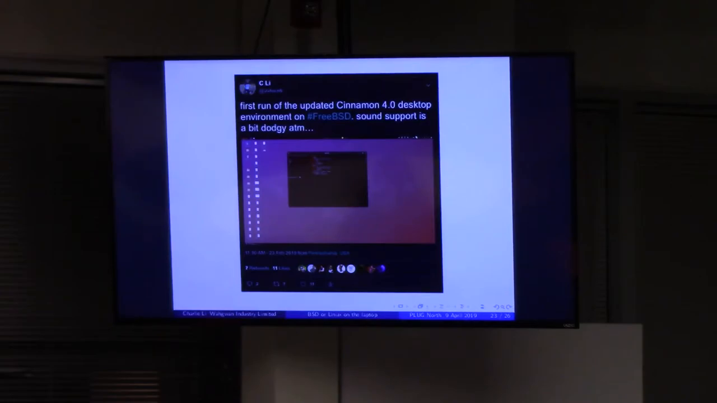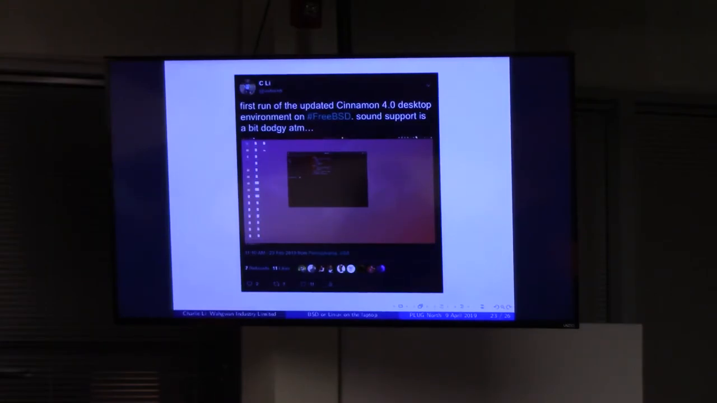So on Cinnamon, this was when I first posted to Twitter that this is the first successful run of Cinnamon 4 on FreeBSD. And just first run, it works. Most of it works, because pretty much the way I had to do it was run the entire desktop environment all at once: the task bars, all the other programs, the system tray, the control center, all that good stuff. I really had to just run it all at once to get a feel for whether it's going to be usable or not.